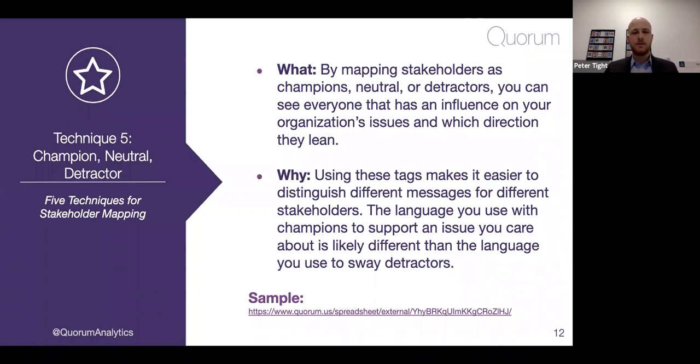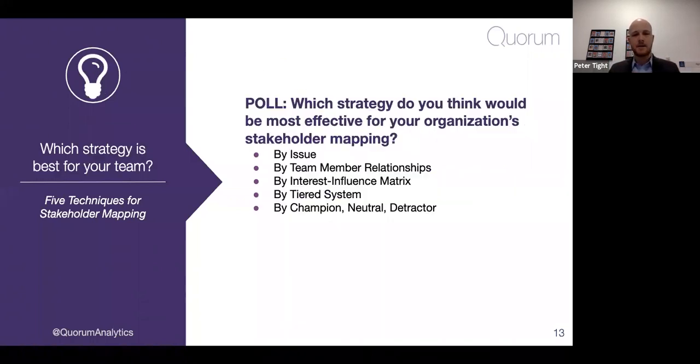So I want to throw a poll back out to you here now that we've gone through these 5 strategies, and get a pulse on, just from the folks on the line, what strategy you think would be most effective at your organization. And again, the options are by issue, team member relationships, interest and influence matrix, a tiered system, and then mapping folks by champion, neutral, and detractor. So I'm going to launch that poll here and give some folks some time to check this out.